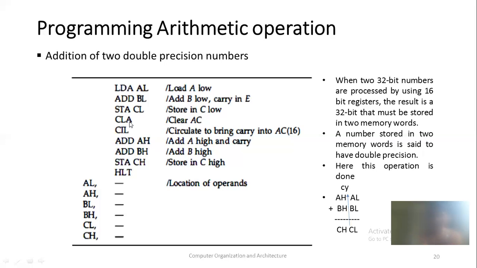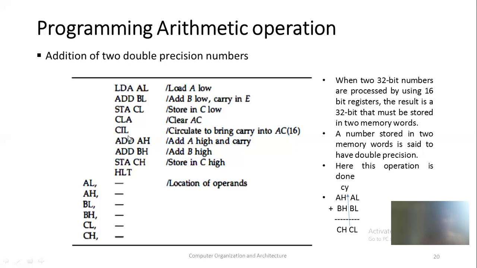0 1. And if your carry is 0, then after the CIL instruction your content will be 0 0 0 0 0. Okay, so this way, if the carry is 1, the accumulator will store 1. If it is 0, then the accumulator will store 0 after this CIL instruction. Okay, so this way your previous carry is now stored at which location? At the accumulator.